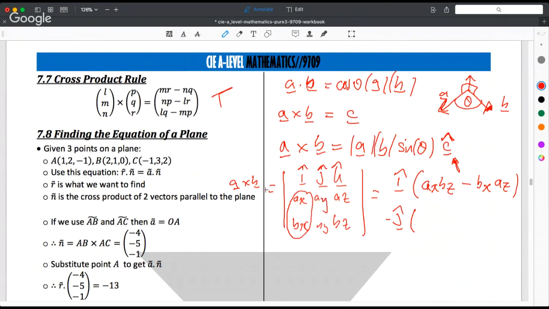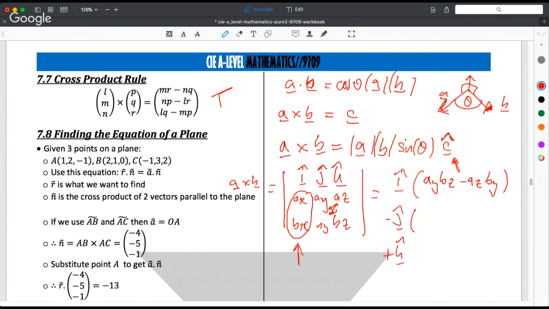So if we want to figure out the I component of this, we ignore anything in the same column as I, and then we take the product between these two, AY, BZ, and then we take away the product between the other two, so minus AZ, BY. Then we put a minus sign in front of the J one.